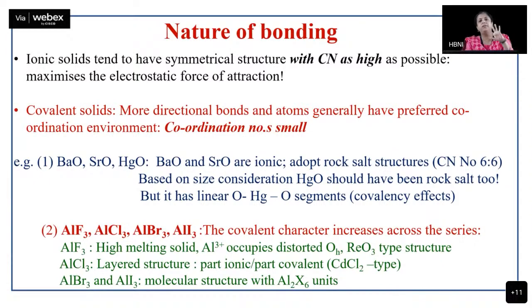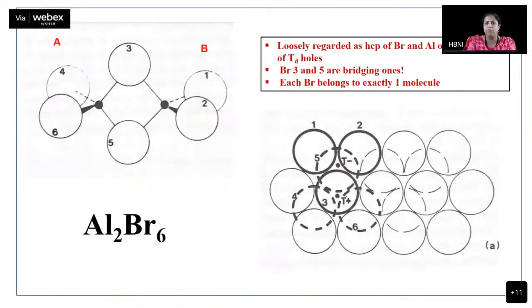Coming to further bigger ions, bromine and iodine. Now these are highly polarizable ions. They have a covalent effect in the bonding with aluminium. So basically they exist as molecular units with Al2X6 formula. And not that I cannot describe their structure based on close packing. I can still do it.